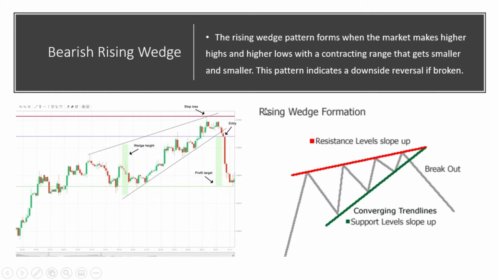So now a bearish rising wedge. The rising wedge pattern forms when the market makes higher highs and higher lows with a contracting range that gets smaller and smaller. This pattern indicates a downside reversal if broken. So as we can see, we have our trend line, right, and our other trend line, right? They're contracting, getting smaller and smaller.